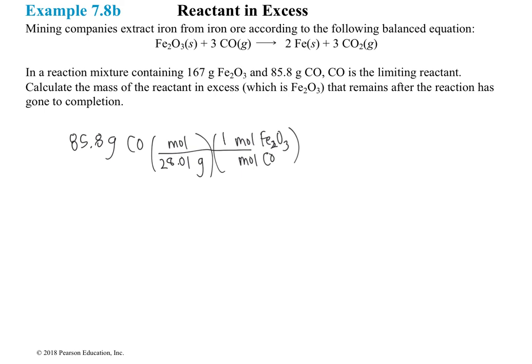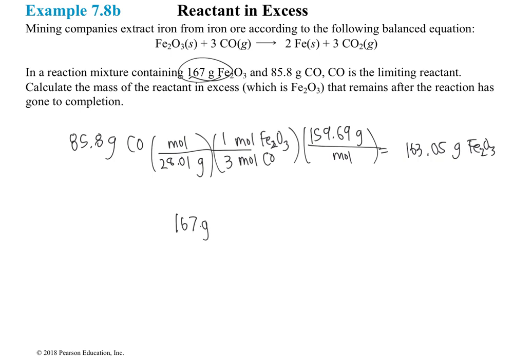So we have 1 mole of iron oxide for 3 moles of carbon monoxide, and then we'll go to the mass of iron oxide. That's 159.69 grams per mole. So the amount of iron oxide that gets used up is 163.05 grams. So to find out how much is left, I'm going to take the amount I started with, 167 grams, minus the 163.05, and that means I have 4 grams of iron oxide left over.